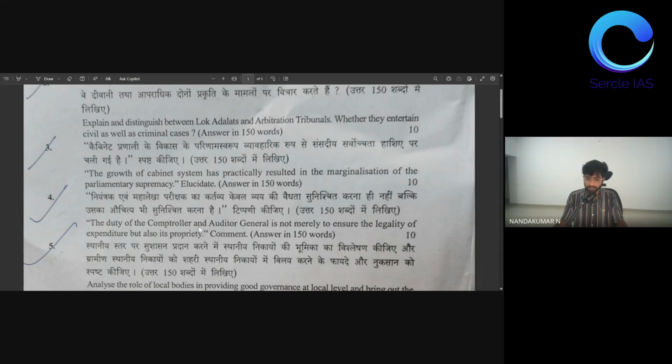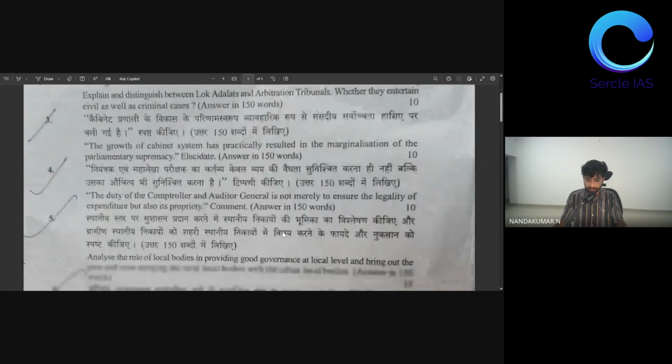Right. Okay. This is simply constitutional bodies. CAG is a constitutional body. Next: the role of local bodies in providing good governance at local level, and bring out the pros and cons of merging rural local bodies with urban local bodies. 73rd and 74th Amendment Act. The syllabus connect would be federal structure, devolution of powers and finances up to the local levels and challenges therein. Clearly, it is mentioned in your syllabus.